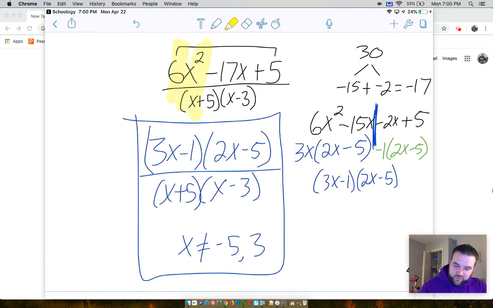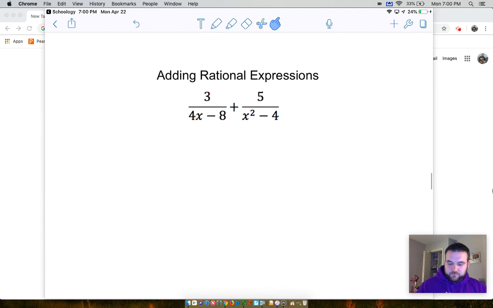Technically at this point, this would be an acceptable final answer. But if it can factor, you want to factor it just to double check and make sure that nothing cancels out. So, all right, moving on.